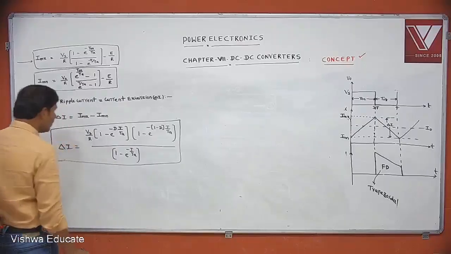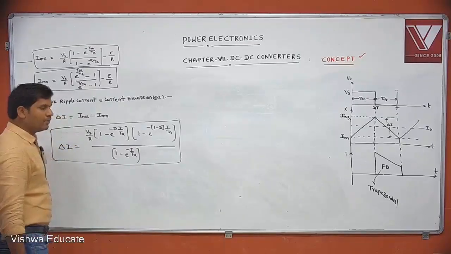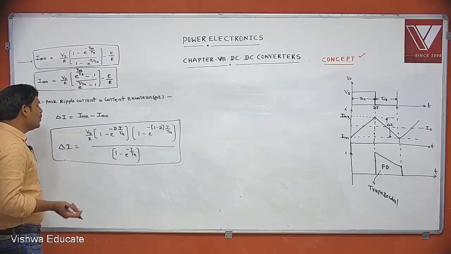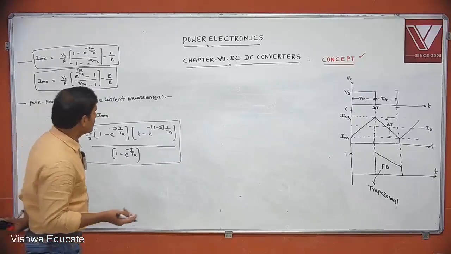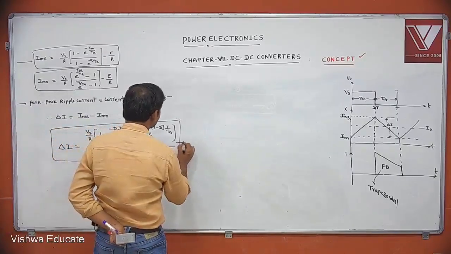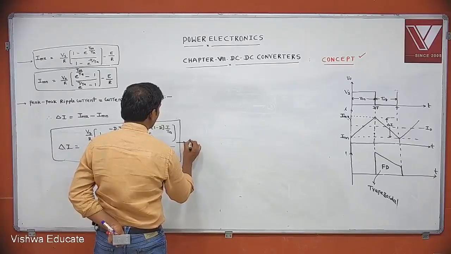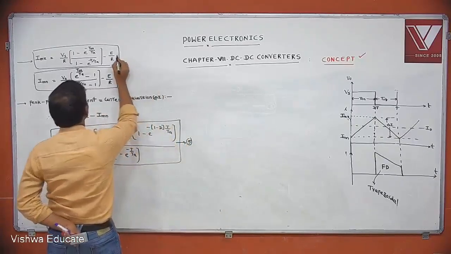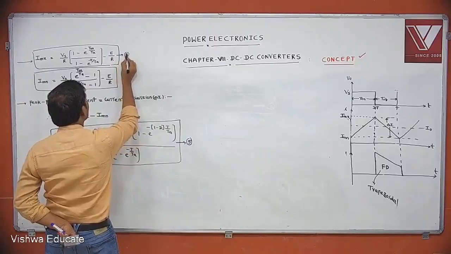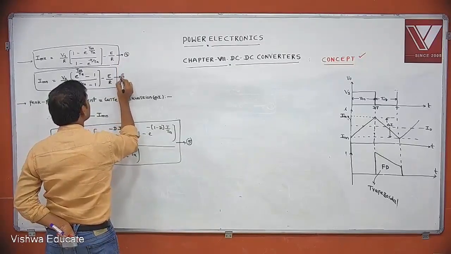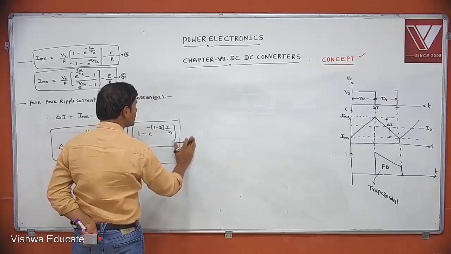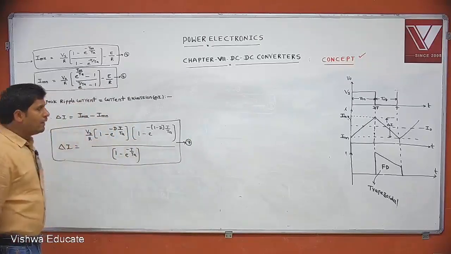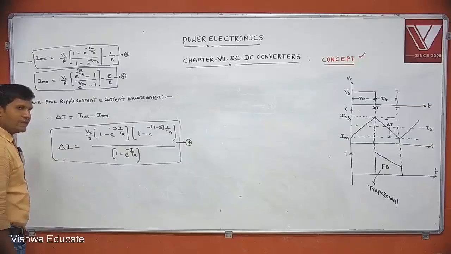Now tell me, these ripple currents are maximum at a duty cycle of dash. If it is asked, take this as equation 5, this as equation 6, and this as equation 7. This is the ripple current. Then ripple currents are maximum at a duty cycle of what?